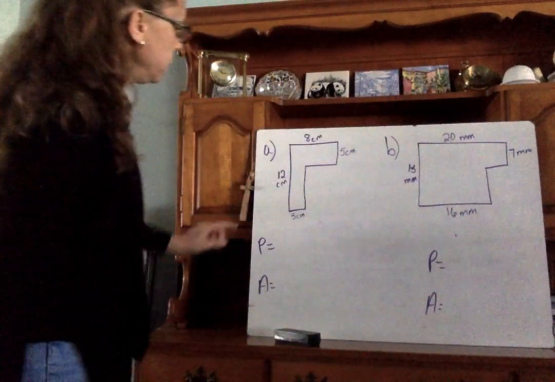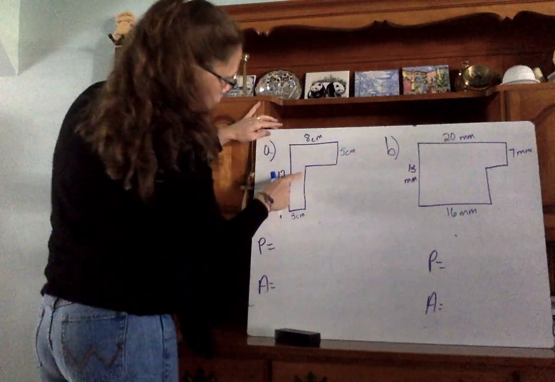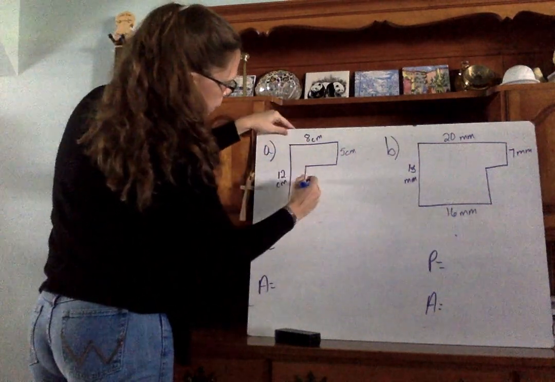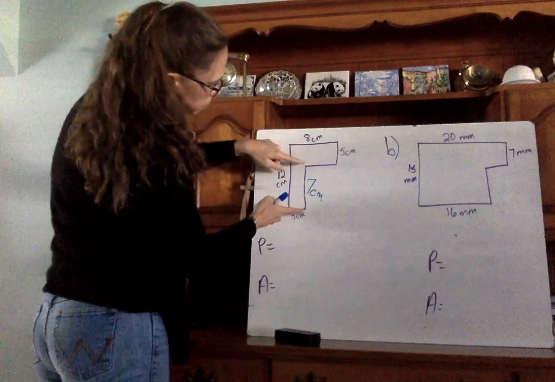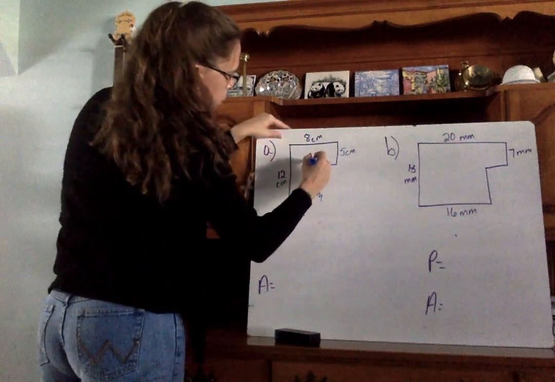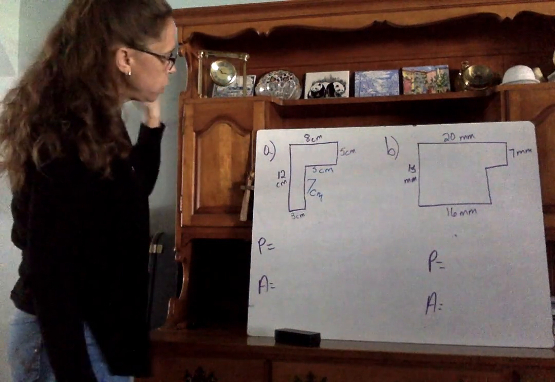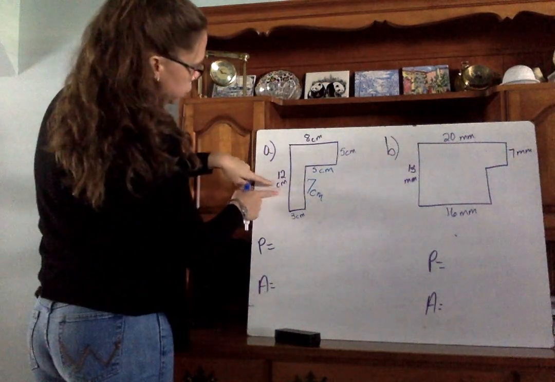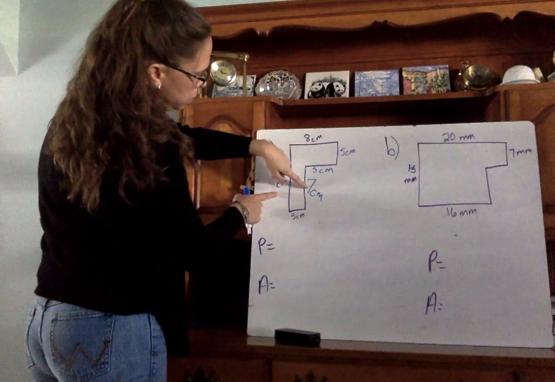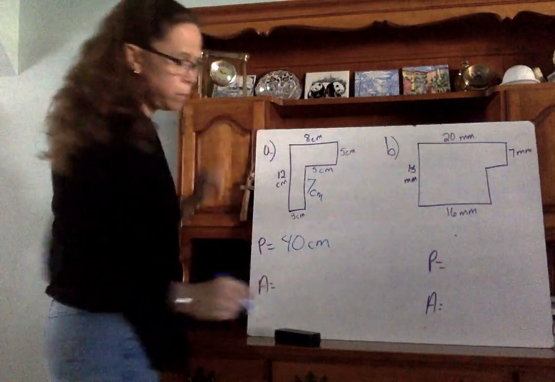Okay, so here's A. Hopefully you found that this missing section here, if it was complete, it would be 12, but we're missing the 5, so this has to be 7 centimeters right here. And for this section, if it was complete, it would be 8, but it's missing 3, so this has to be 5 centimeters here. Okay, so for our perimeter, let's start here. 12 plus 8 makes 20. 5 more makes 25, 5 more makes 30, plus 7 is 37, plus 3 is 40 centimeters for the perimeter.